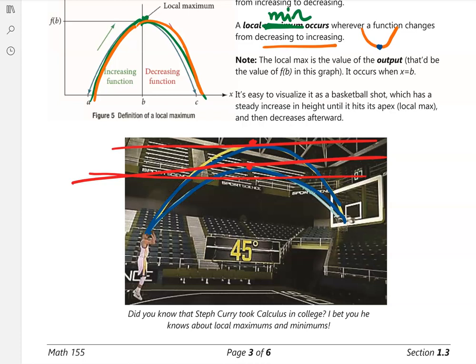So did you know that Steph Curry took calculus in college? I bet you know he knows about the local maximums and the minimums.